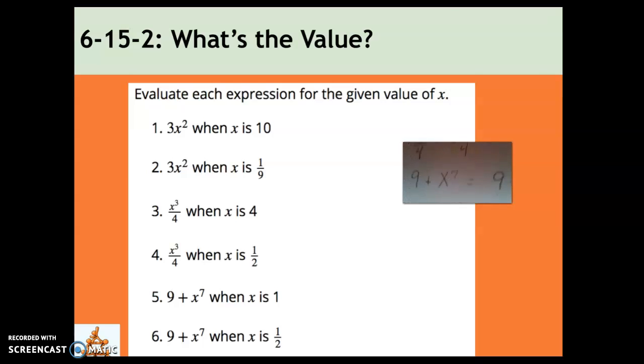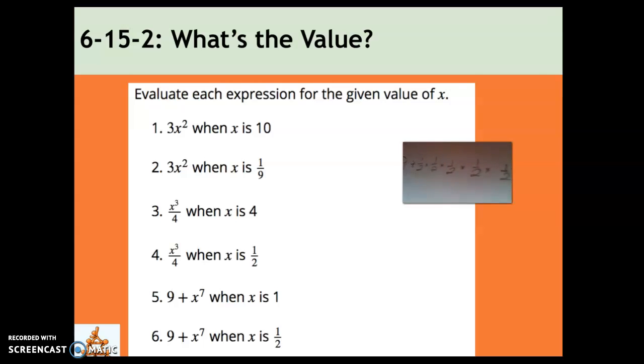All right, 9 plus x to the 7th power. 9 plus 1 to the 7th power. You know, 1 to the 7th power is 1 times 1 times 1 times 1 times 1 times 1 times 1, which equals 1, plus 9 equals 10.